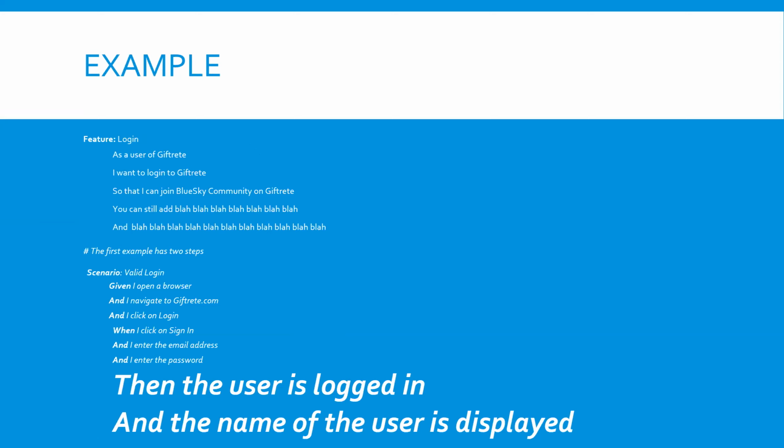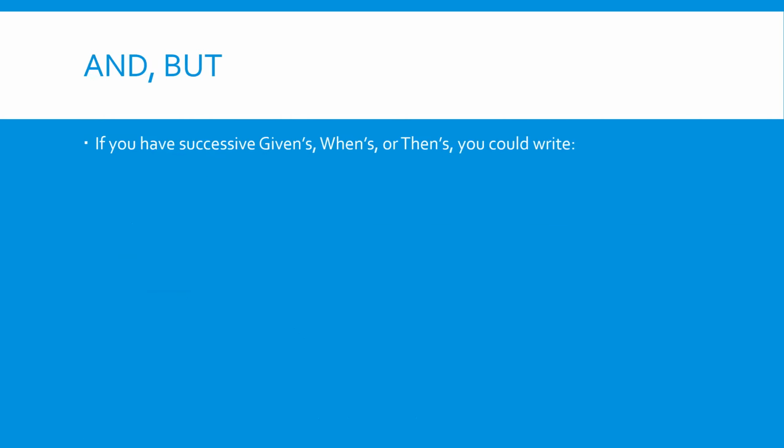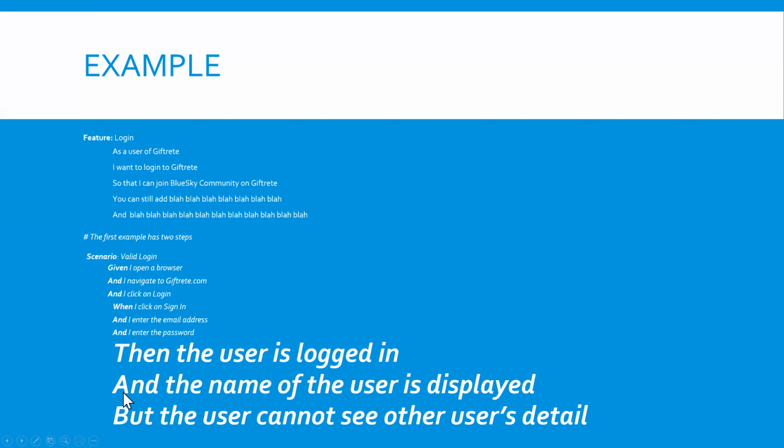So how to use the then clause? You have then the user is logged in, and you also have the name of the user is displayed. Both of these are then clauses. As well as using and, you can use but as well. You've seen an example that I have done before, and a good example is this one, then and but. But is basically used to negate what you're expecting.